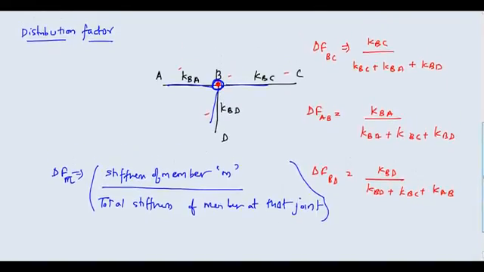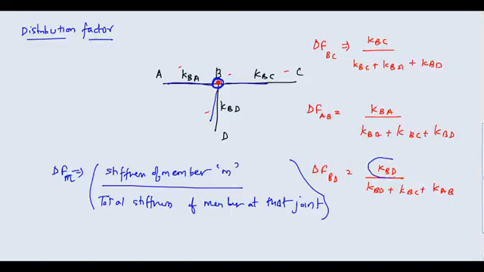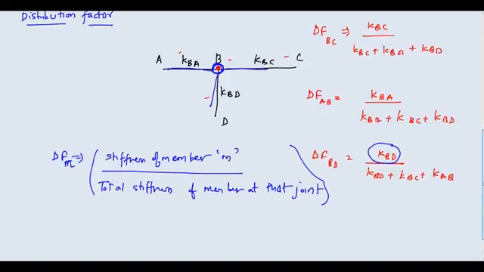Now another question that arises is, how will I calculate this K or this stiffness? The normal method to calculate stiffness is something like this. Suppose this is a fixed beam.